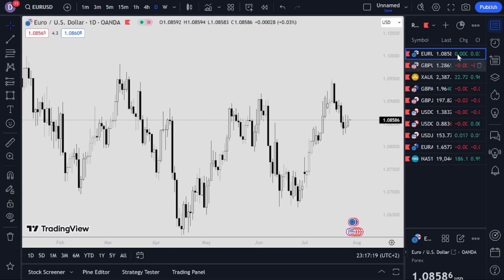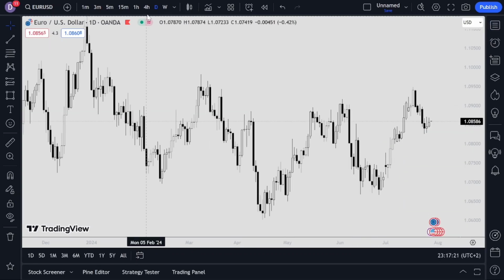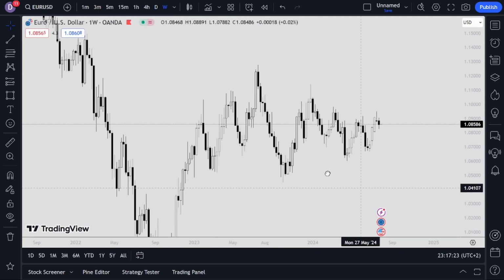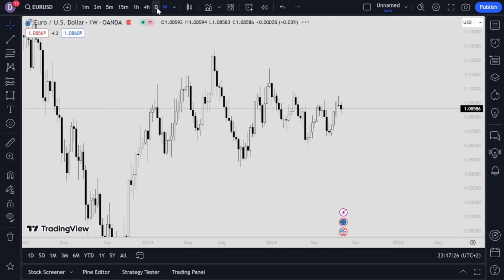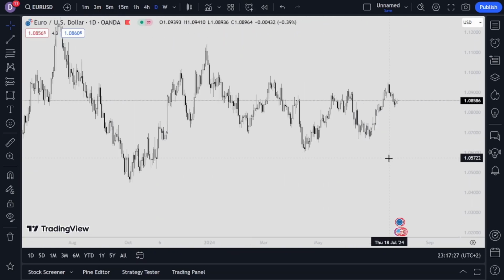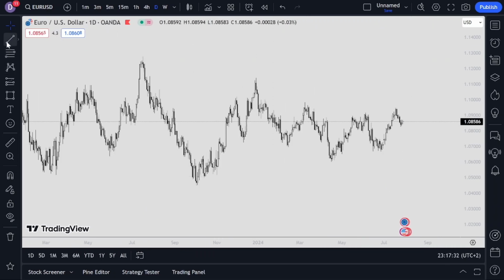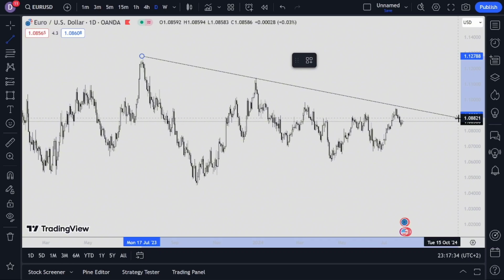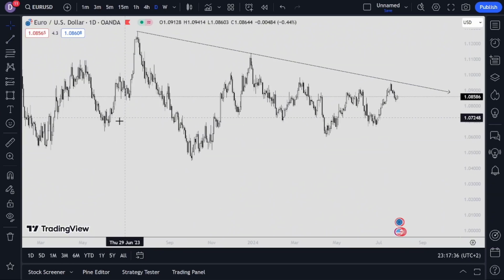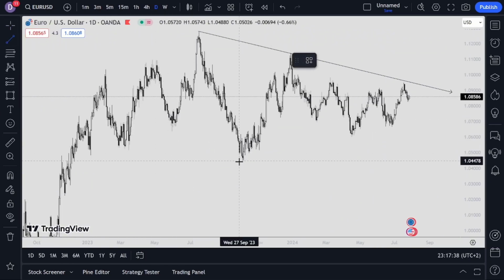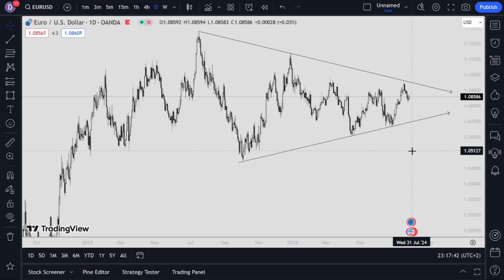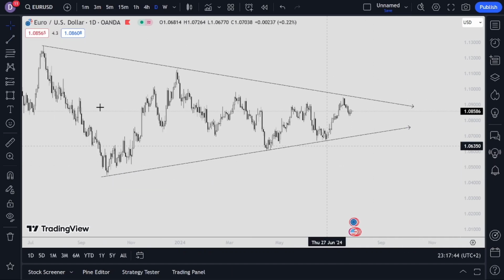So EURUSD, we're gonna start on the daily. I actually don't want to start on the weekly. I just feel like we go back too many times. So the daily, you can see we have actually consolidation. I know it looks kind of like a downtrend, but it's not really a downtrend if you think about it. Because if you do it at the bottom, you can see we sort of coming to a narrow point. So yeah, this is just a pure consolidation.